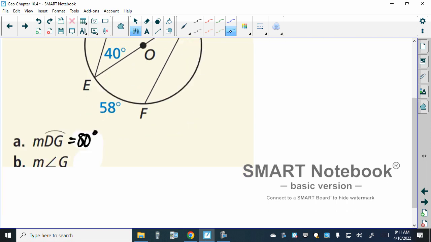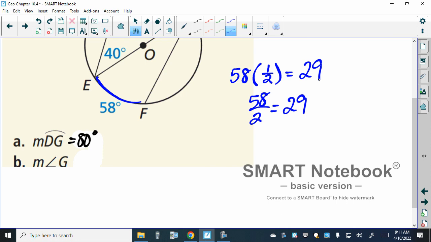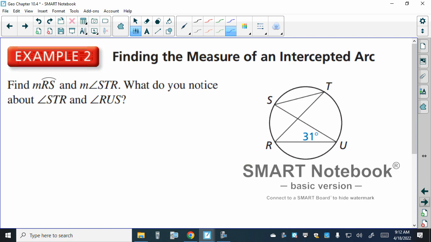Now the other part is to find the measure of angle G. Well, the arc that composes it, the one for the inscribed angle, is 58. We divide it by 2 or multiply it by 1/2, either way. So the measure of angle G, our inscribed angle, is 29 degrees. Because an inscribed angle is equal to half the measure of its arc, and an arc is equal to twice the measure of the inscribed angle. Okay.